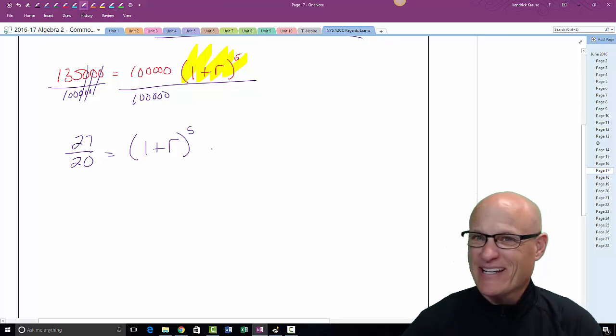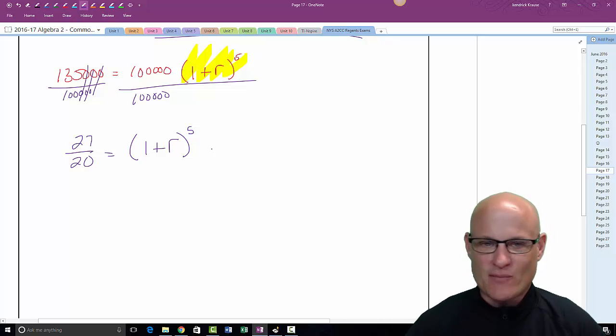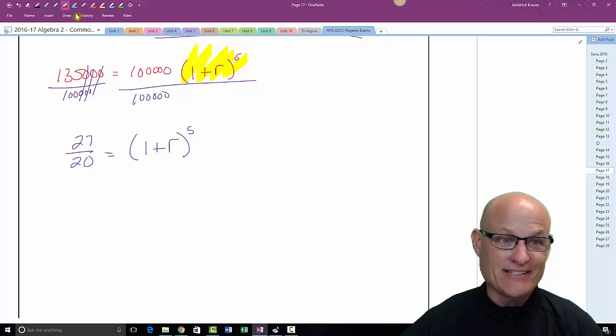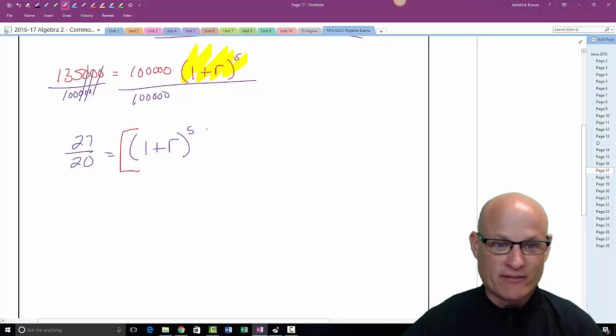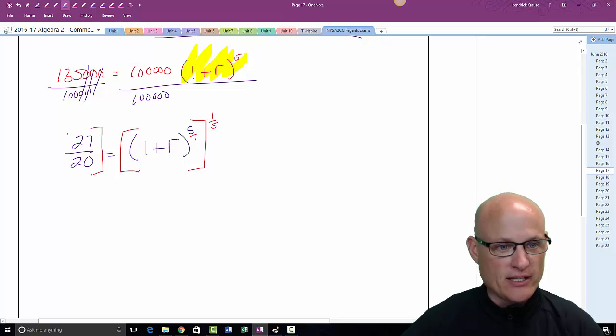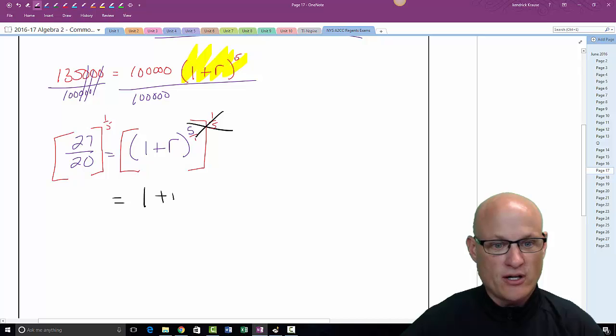Well, my exponent is not a variable, so this isn't something I have to turn into a logarithmic question. My exponent is not a variable. I just need to get rid of that 5. And the way to get rid of a 5, for the second or third time today, is to raise this to the reciprocal. So if this is 5 over 1, I'm going to raise it to the 1/5 power. And I got to raise this to the 1/5 power. Now over here, the 1/5 and the 5 cancel. I'm left with 1 plus r.